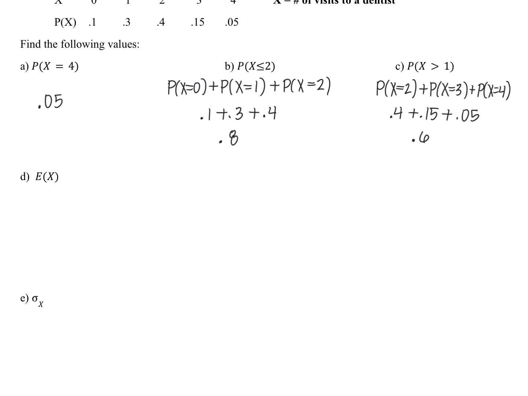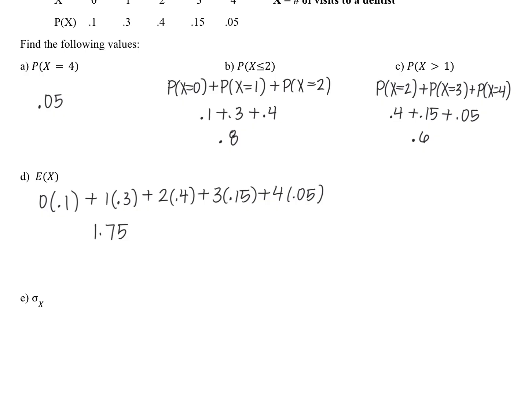The next one says E of x, which is another way to just say mean. So similar to the previous problem we did, the way you calculate your mean is to take the outcome and multiply it by its probability. So 0 times 0.1 plus 1 times 0.3 plus 2 times 0.4 plus 3 times 0.15 and then plus 4 times 0.05, which gives us 1.75. So that's our expected number of visits to the dentist in 1 year. We would expect someone to go 1.75 times.